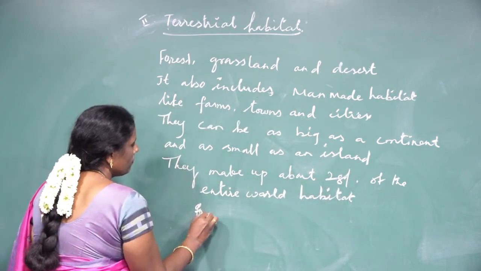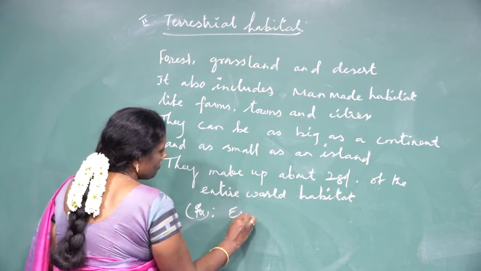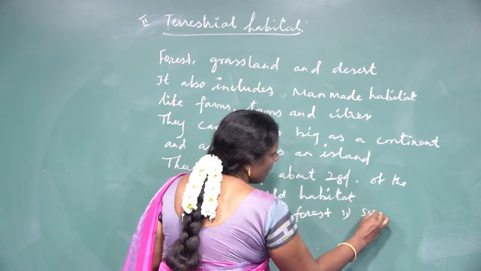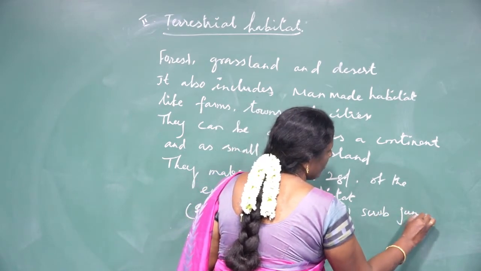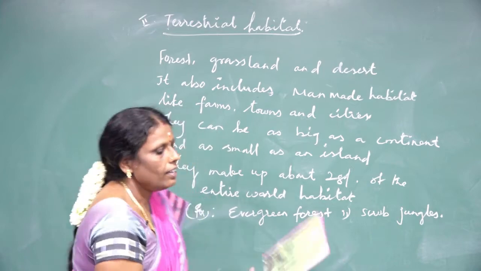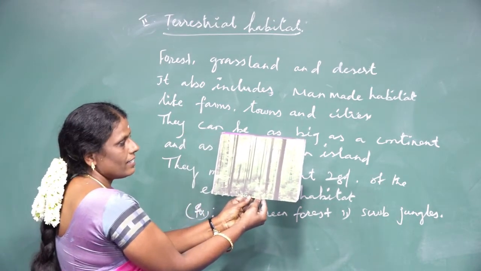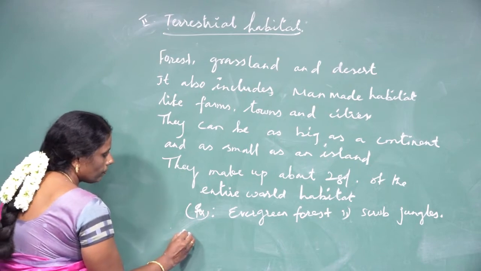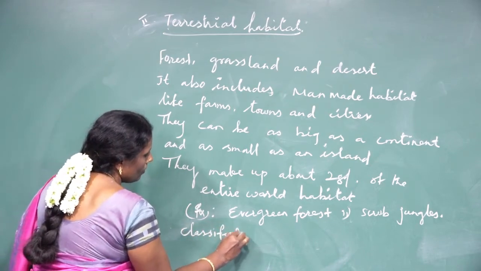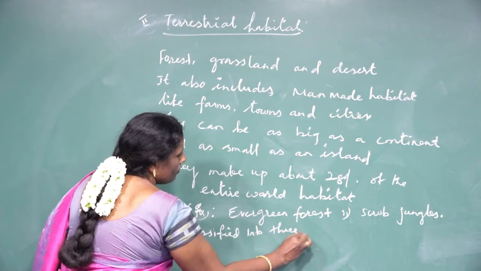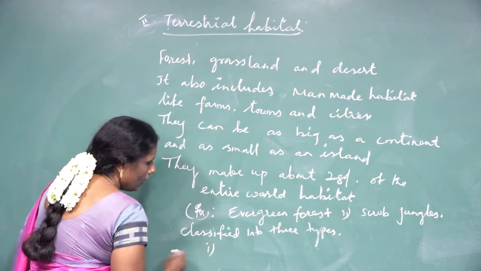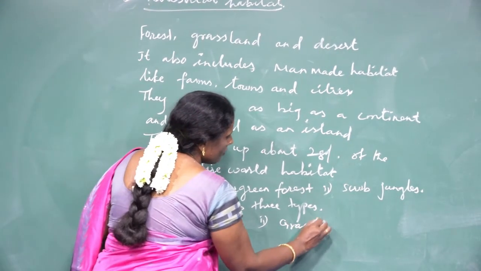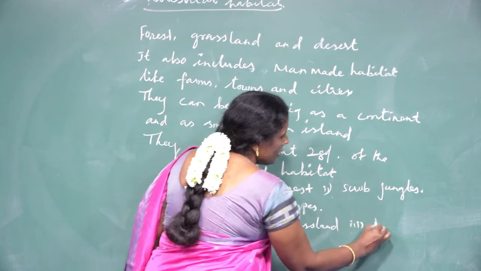For example, evergreen forest and scrub jungle. It is the evergreen forest. What is this? Yes, it is the evergreen forest. Terrestrial habitats are classified into three types. That is forest, second one is grassland, and third is desert habitat.